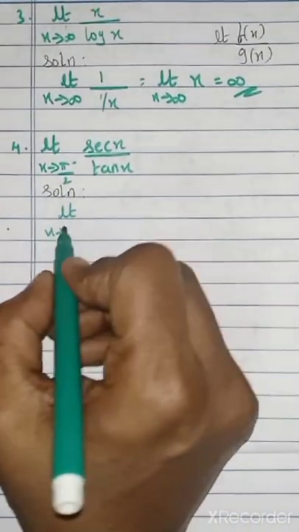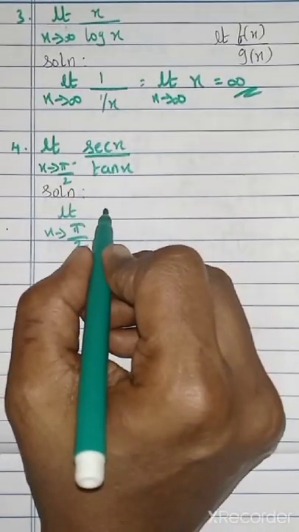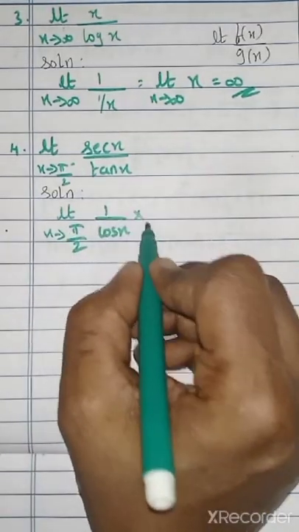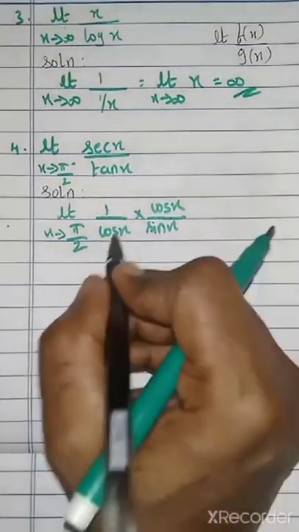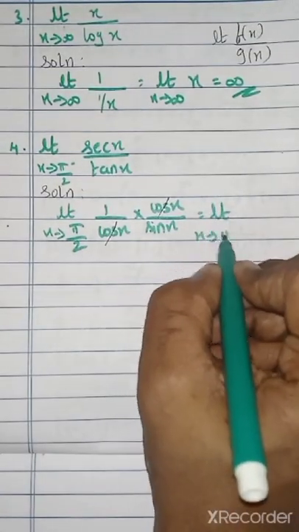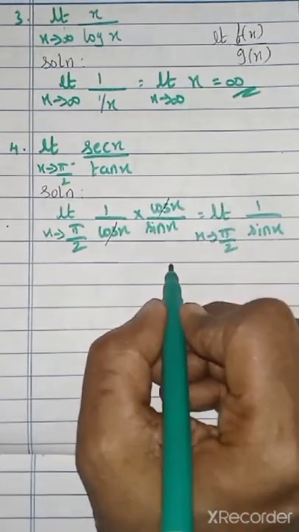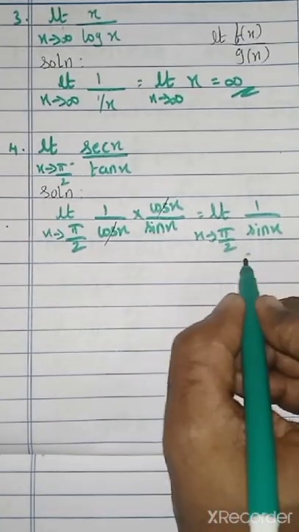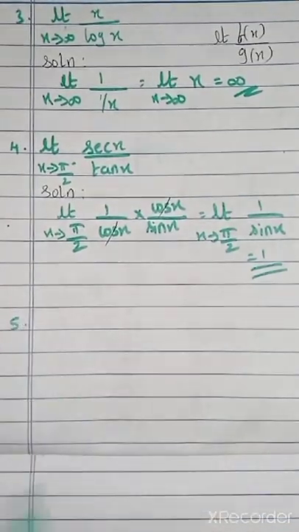Secant x, x tends to pi by 2. Now, secant x can be taken as 1 by cos x. Tan x can be taken as sin x by cos x. Correct? Now, this cos x will get cancelled. So, what will be remaining? Limit x tends to pi by 2, 1 by sin x. And sin pi by 2 value is 1. So, 1 by 1, which is equal to 1. 1 is the final answer. Okay. So, only if it is needed, we can use L'Hopital rule.